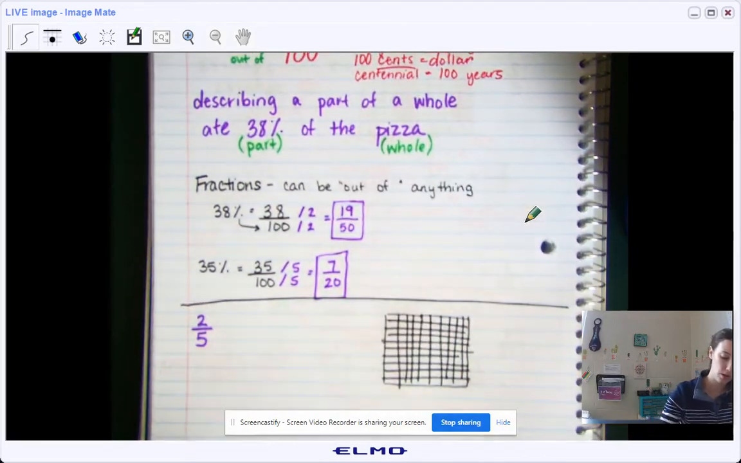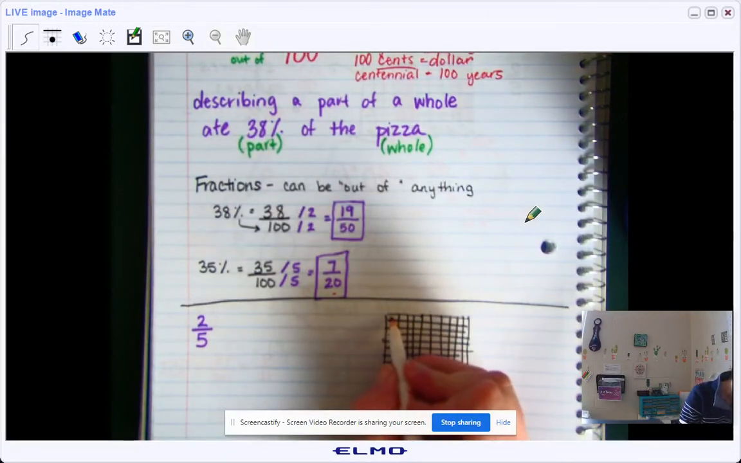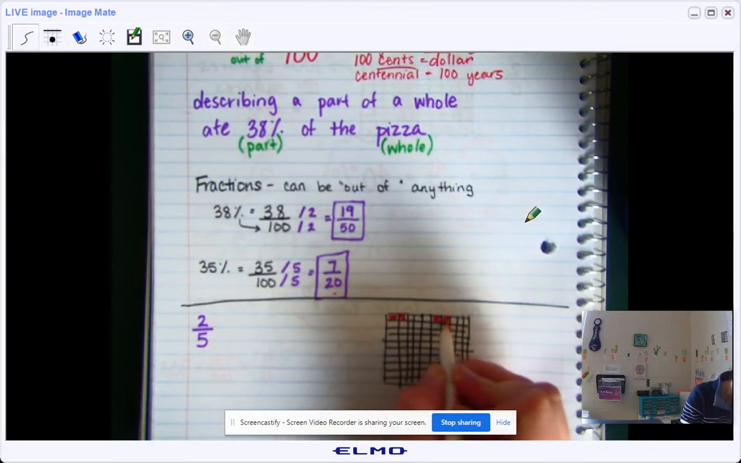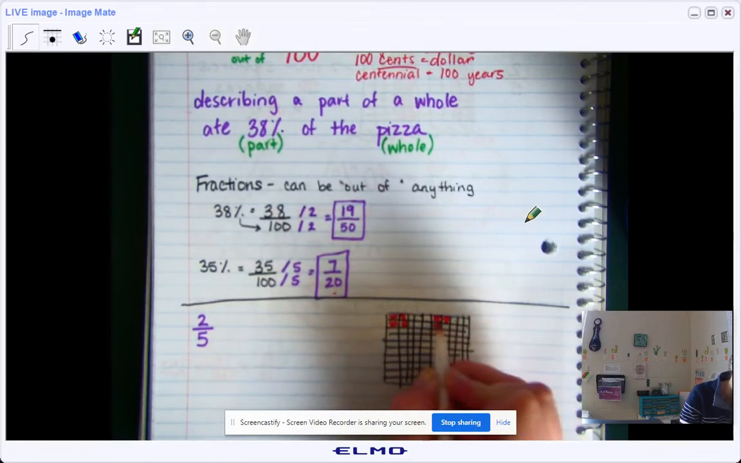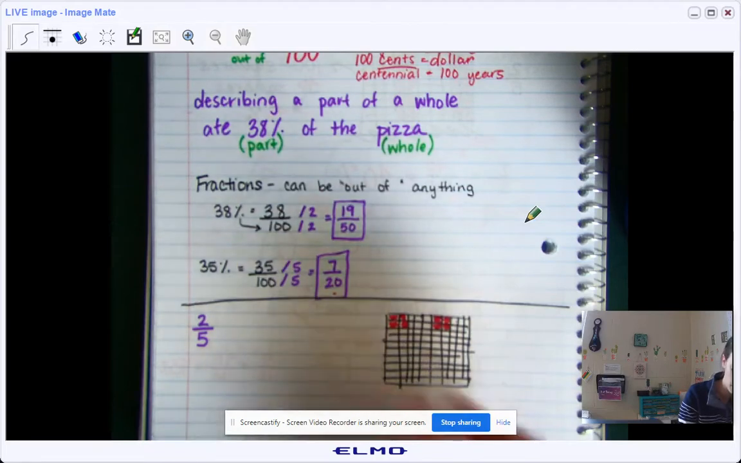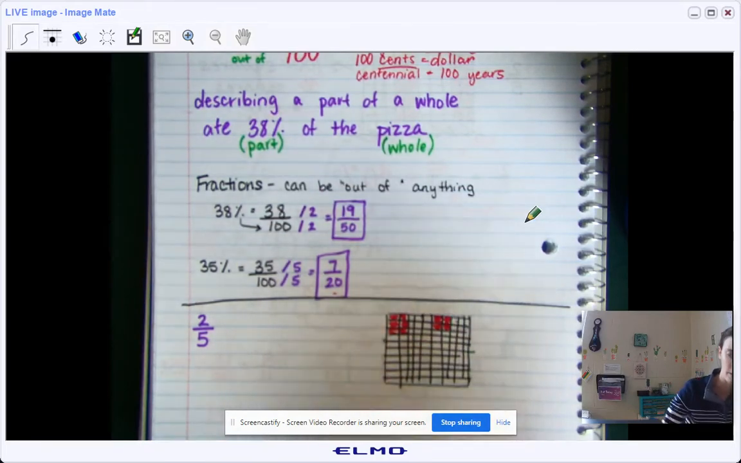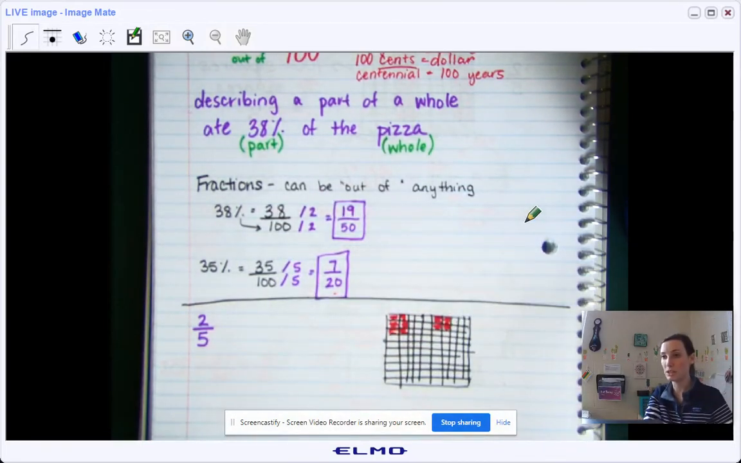Okay, so I could go through here and go 1, 2, 3, 4, 5, and repeat that across the grid. Okay, I'm gonna stop now because I'm already driving myself crazy.